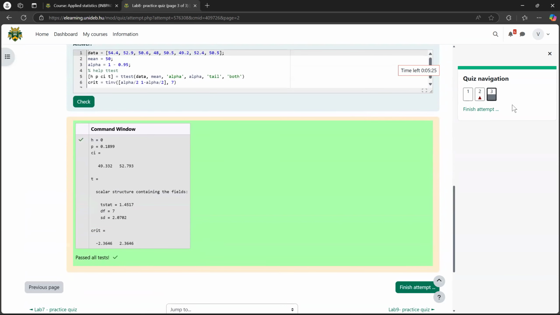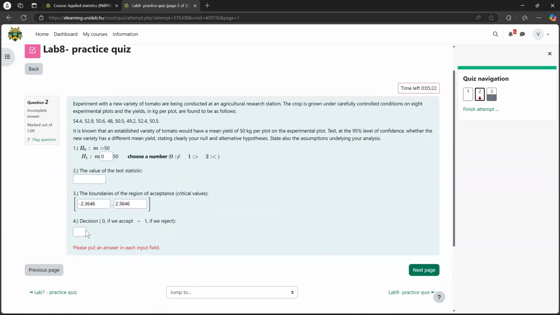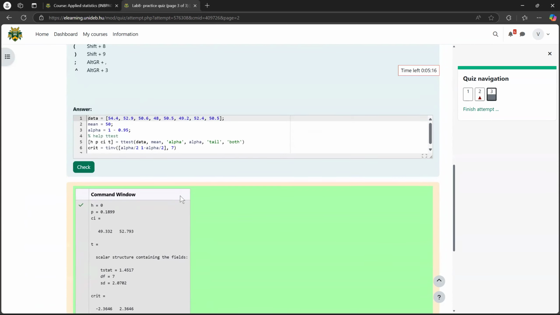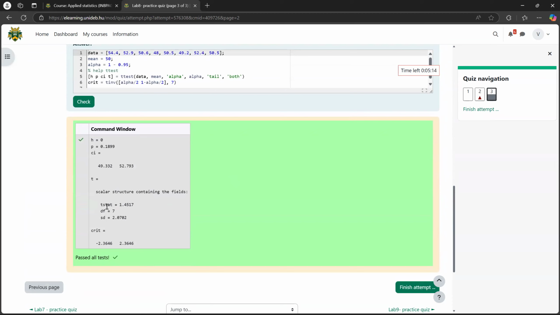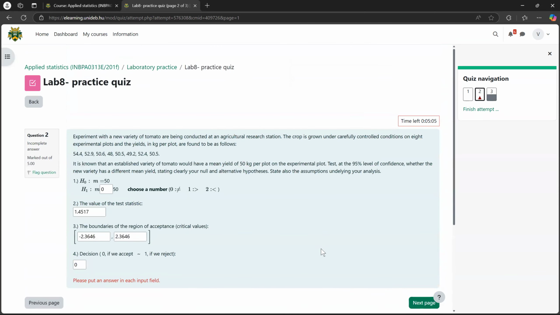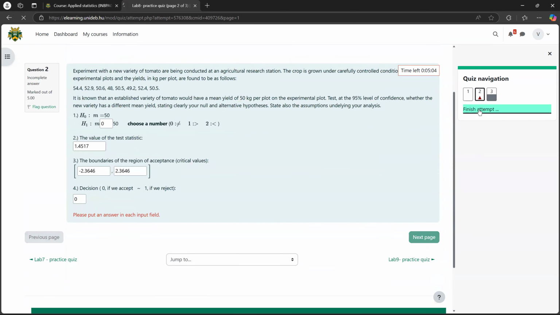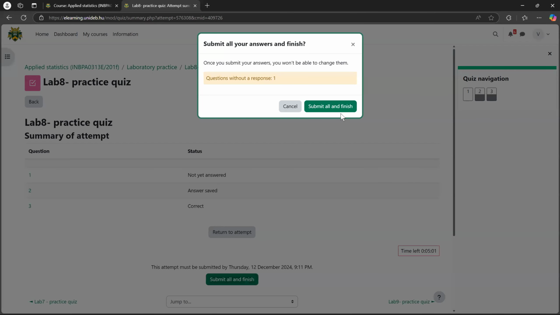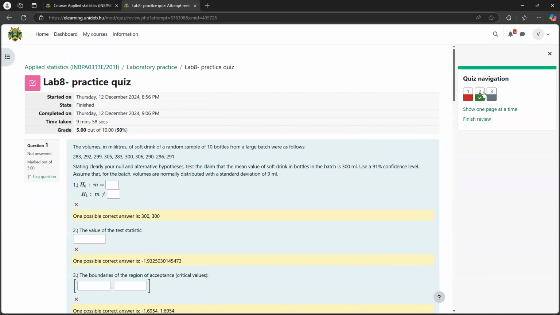What else is needed? I think H is okay. H is 0, which means the null hypothesis was accepted. The value of the test statistic, that is H. Well, no. In this case, the value of the test statistic is T stat, which is 1.4517. We pass that in and we will finish the attempt and see if it's correct. Yes, sir, we got all correct.